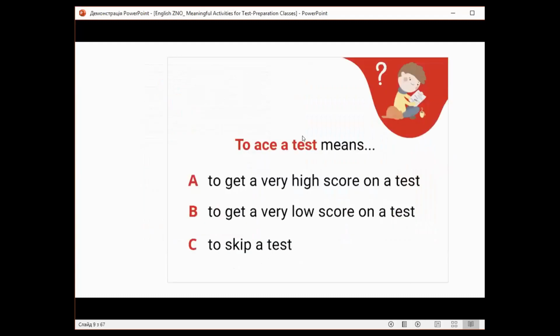And now, since we are talking about language testing, I have a test question for you. Imagine you are a student, and here is a multiple choice question. So what does this phrase mean, to ace a test? You have three options, A, B, and C. So read these options carefully and put your answers in the chat. What do you think this phrase means?